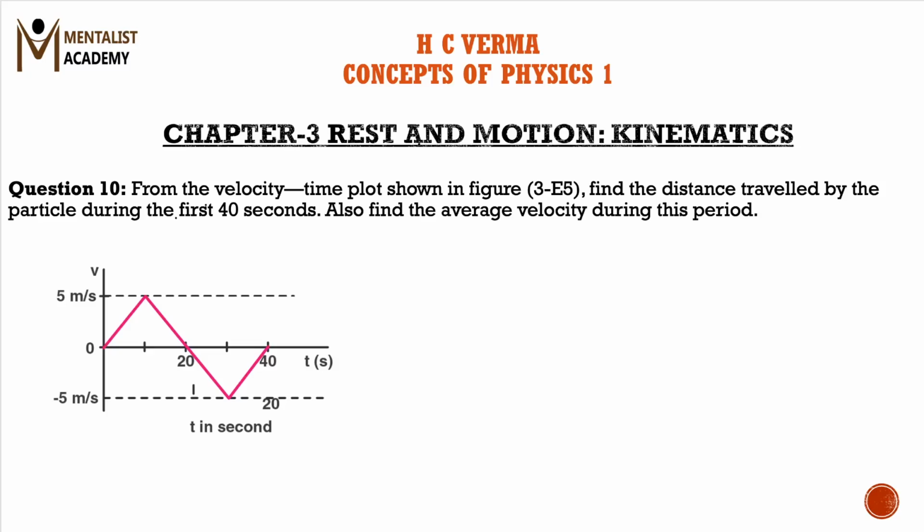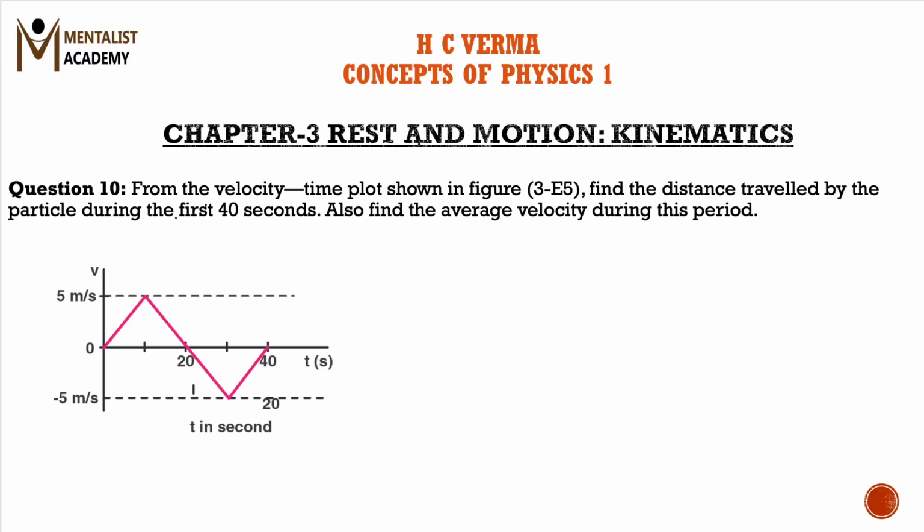We are doing question number 10 from H.C. Verma book Concepts of Physics 1 from chapter 3 Kinematics. According to the question, from the velocity time plot shown in the figure, find the distance traveled by the particle during the first 40 seconds. Also find the average velocity during this period.